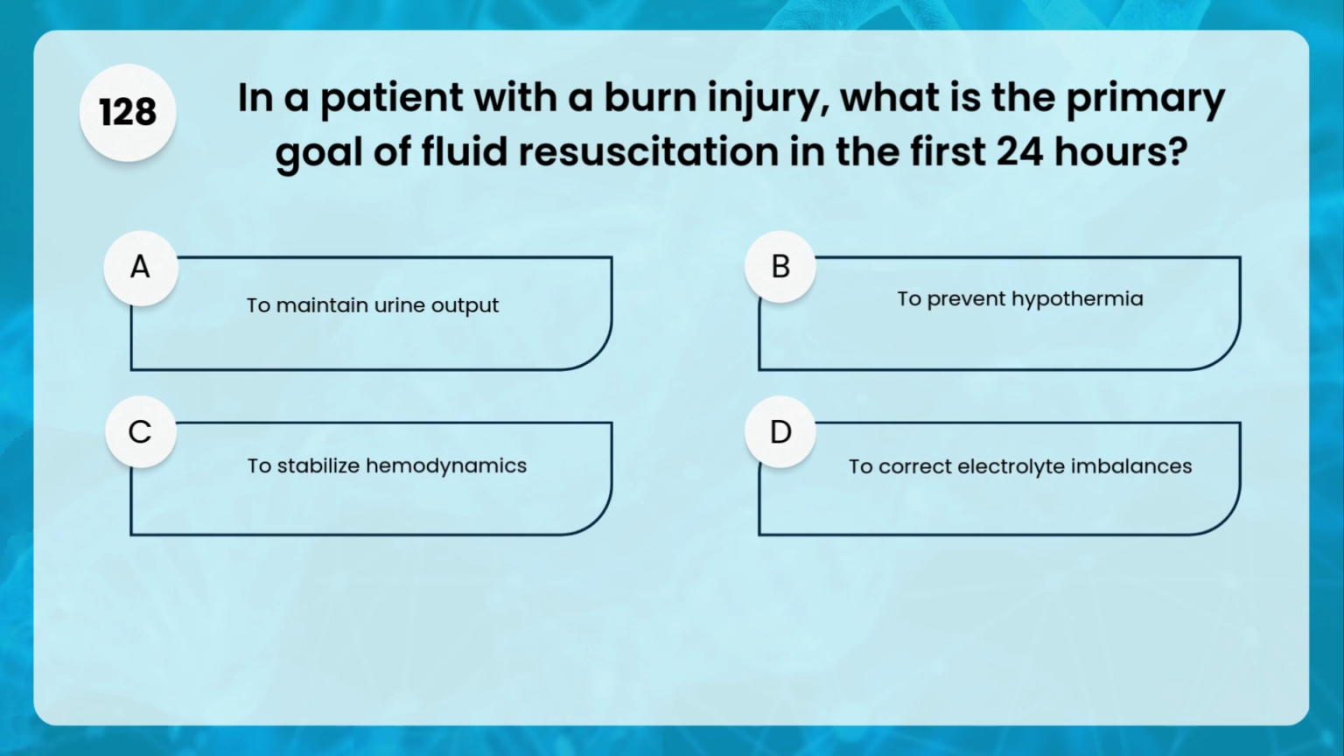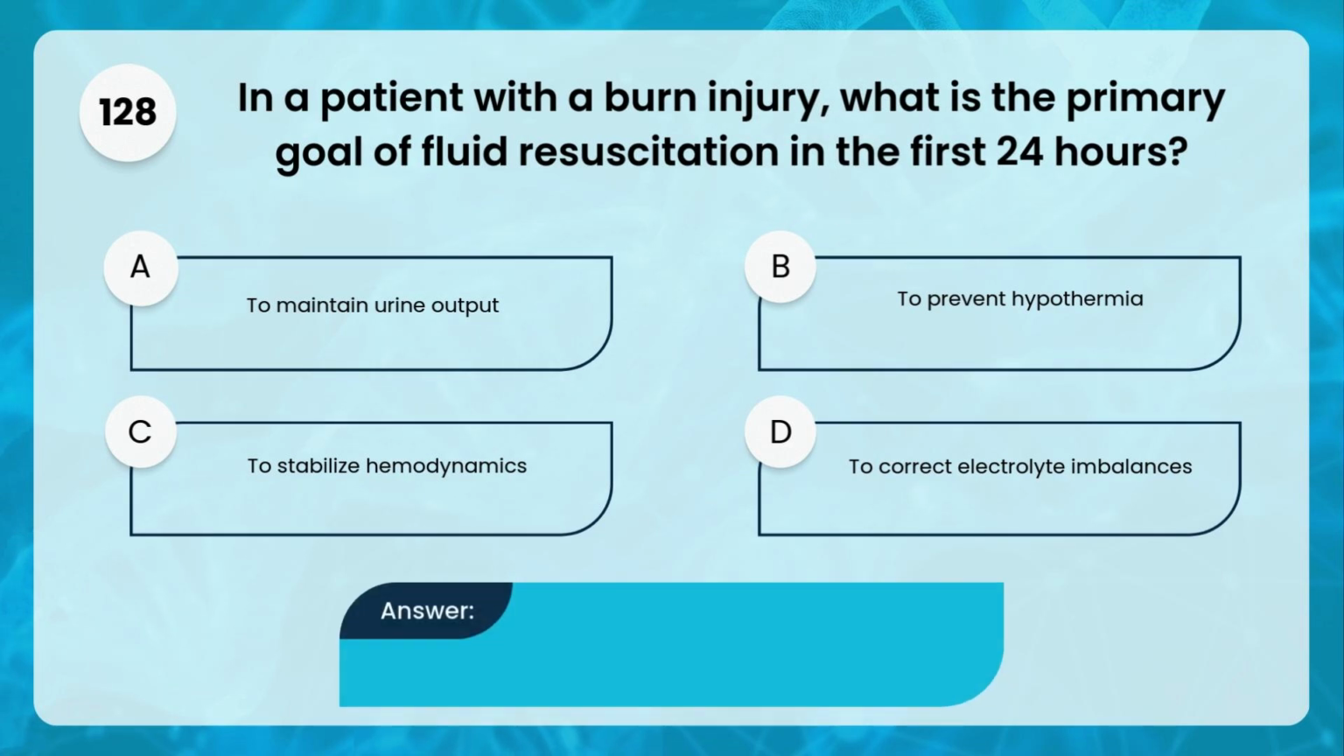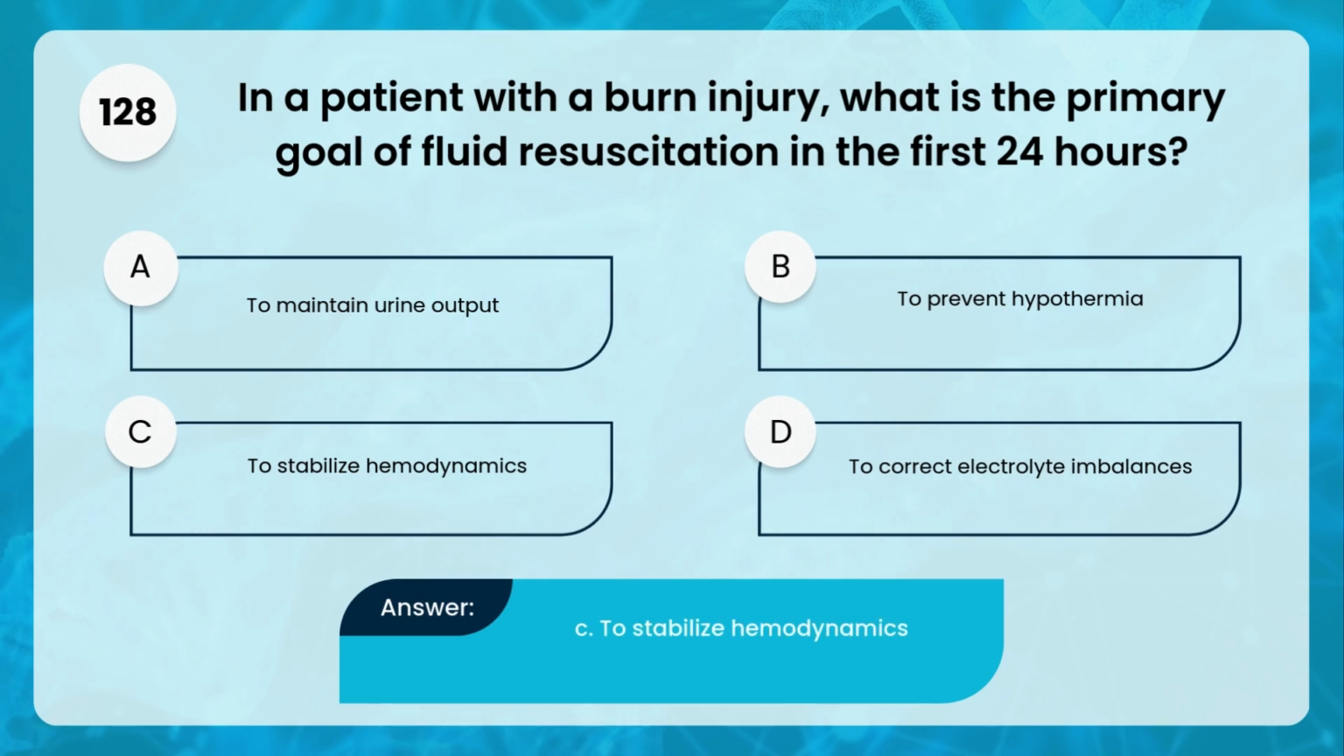128. In a patient with a burn injury, what is the primary goal of fluid resuscitation in the first 24 hours? A. To maintain urine output. B. To prevent hypothermia. C. To stabilize hemodynamics. D. To correct electrolyte imbalances. The answer is C. To stabilize hemodynamics.